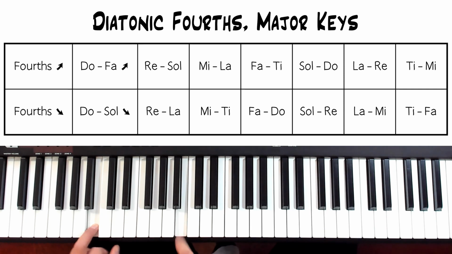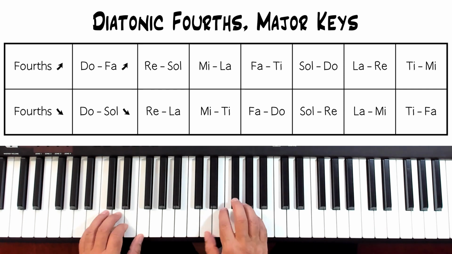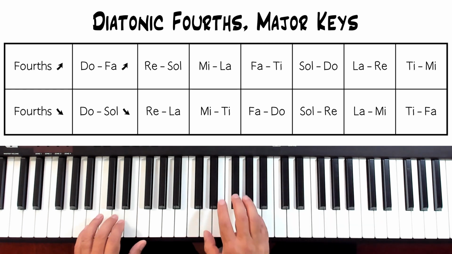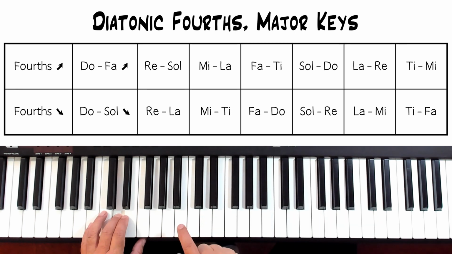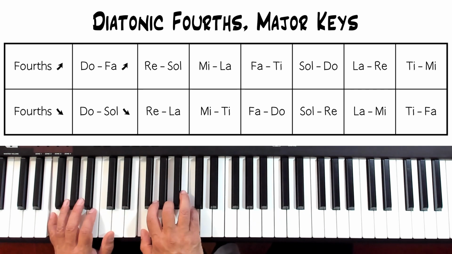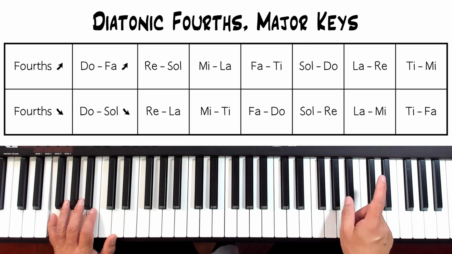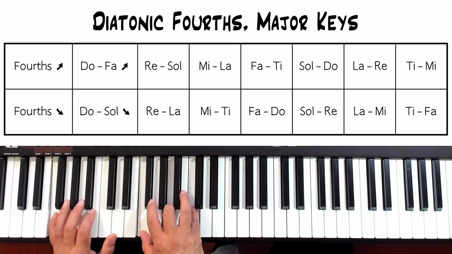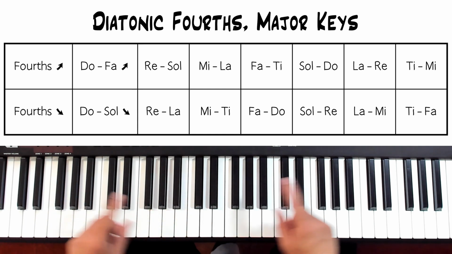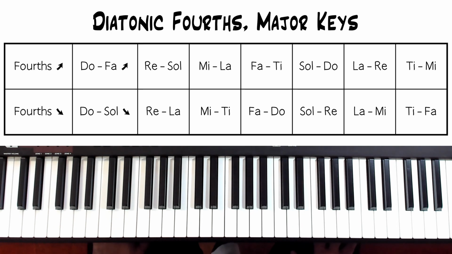And moving on, we're gonna go to the key of D. And we're gonna sing la, re. La, re. And where should we go? Let's go to F. And we're gonna sing the last one, ascending, ti, mi. Ti, mi. Okay, we did fourths ascending.